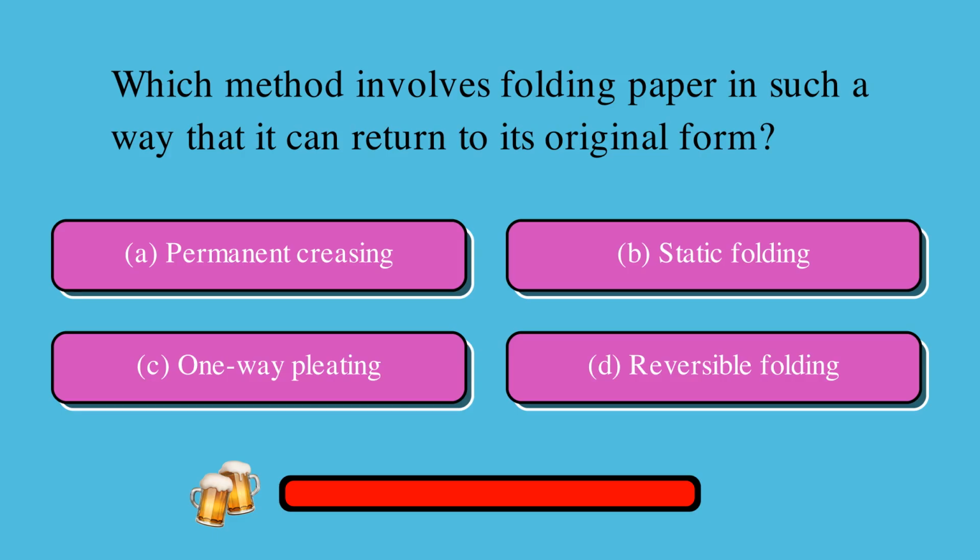Here's some geometric origami trivia. Which method involves folding paper in such a way that it can return to its original form? Is it A, permanent creasing, B, static folding, C, one-way pleating, or D, reversible folding? The correct answer is D, reversible folding.